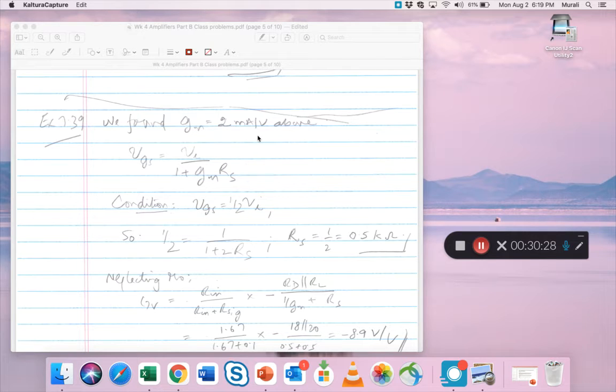We found GM to be 2 milliamps per volt above. VGS is Vi by 1 plus GMRS. The condition given is that VGS should be only half of Vi. So VGS by Vi, if you move this here, is half. So half equals 1 by 1 plus 2RS. Okay, you see what I've done here? Then you can solve for RS and you get that as 0.5 kilo ohms.